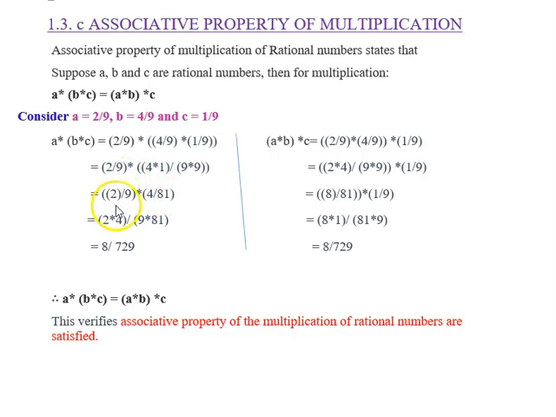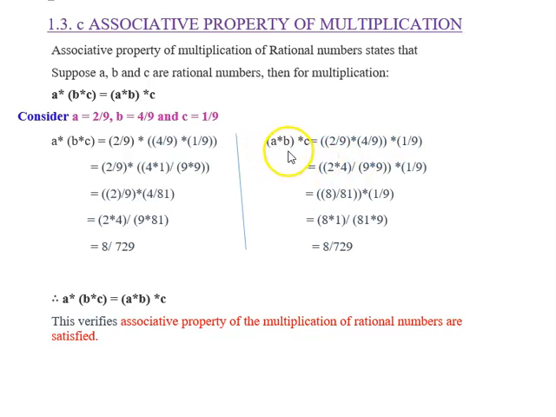Now we are multiplying that with a, that is 2 by 9. Again we are multiplying numerator and denominator separately. So that is 2 times 4 divided by 9 times 81. So we will get the result as 8 divided by 729. That is a times (b times c) is 8 divided by 729. Now we will see the right hand side.